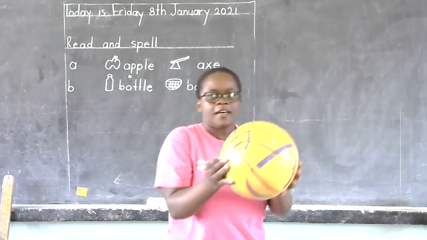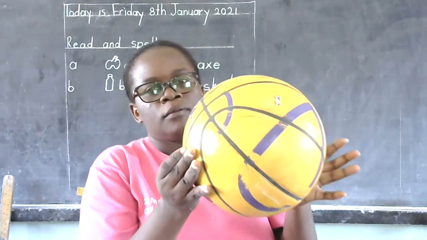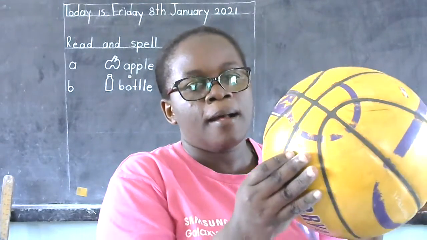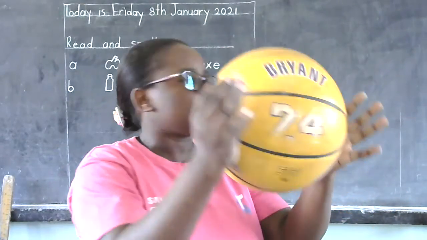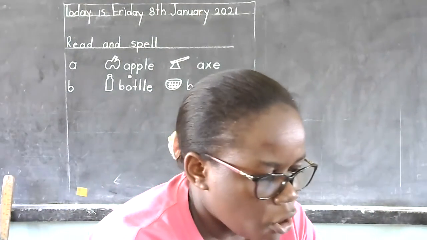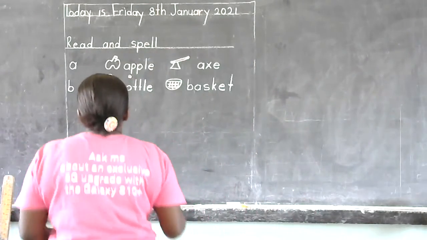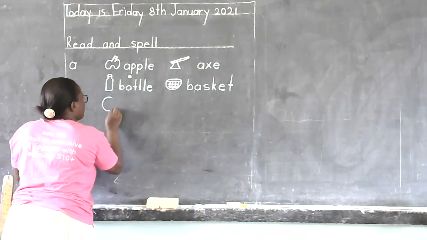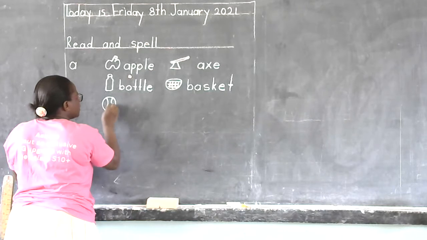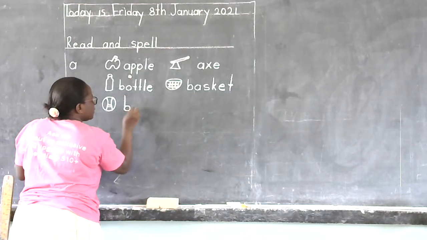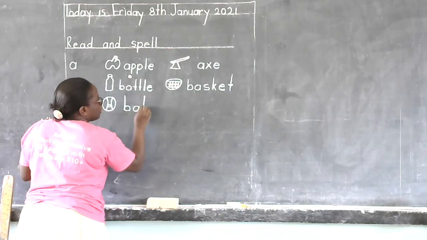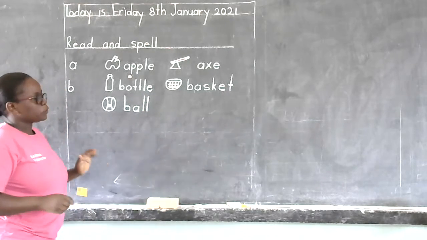I have another object here. This is a ball. Good, children. Do you all know the word ball? The word ball. Spell it for me. B-A-L-L. Wonderful.